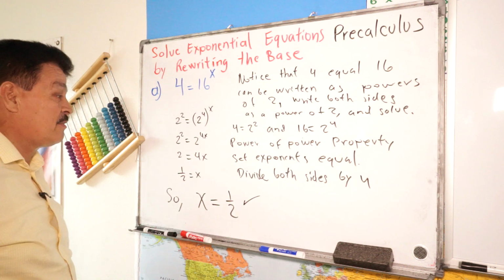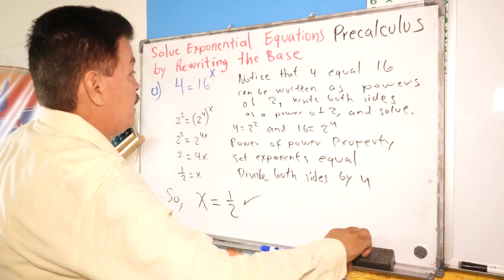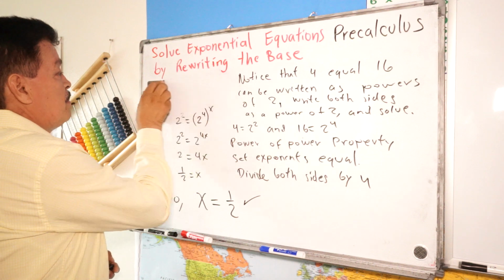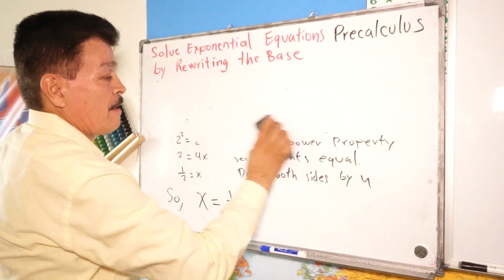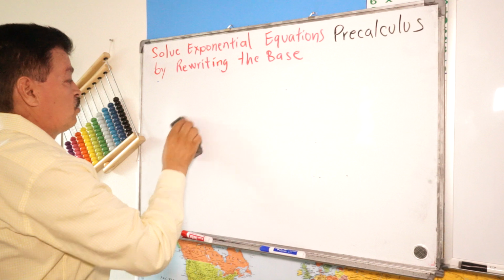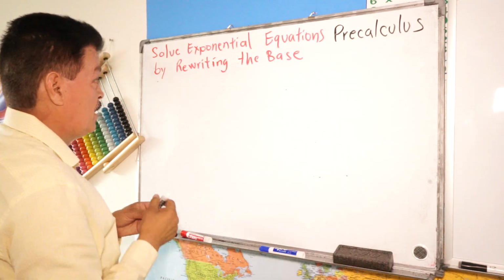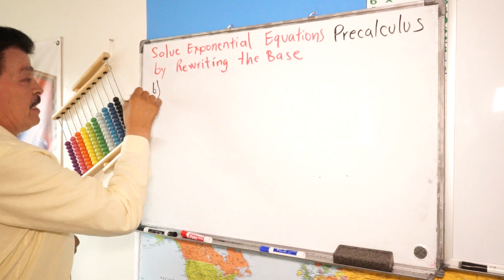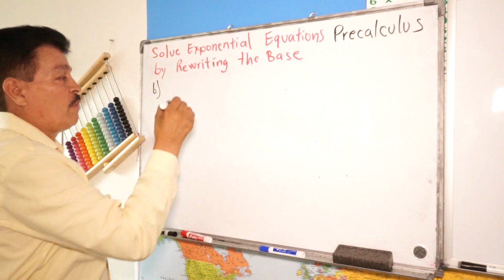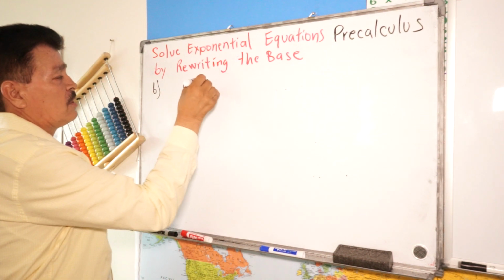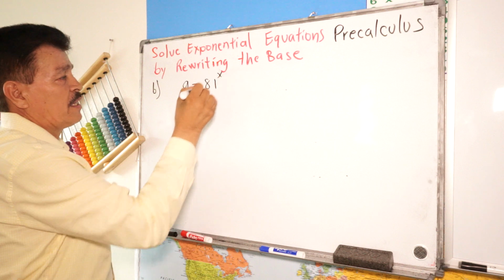Let's try to find another problem here. Let me write another problem to understand our topic for today better. So next problem, let's try to solve 9 equals 81 to the x power.